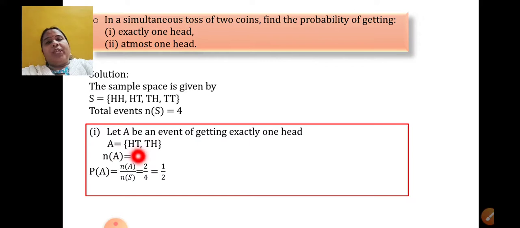Very important to write the formula. However many times you find the probability, have the habit of writing the formula. So P of A is equal to n of A upon n of S. So that will be 2 upon 4, which can be further reduced to 1 upon 2. Do not convert it into a decimal. It has to be left as a fraction. So the answer of the first event is 1 upon 2. I hope it is clear.